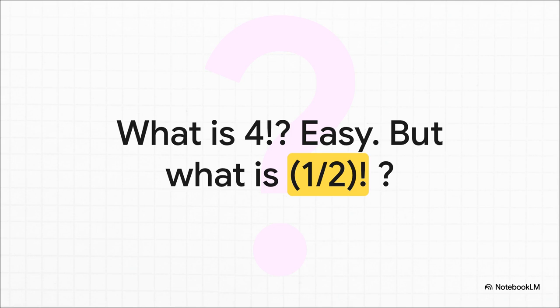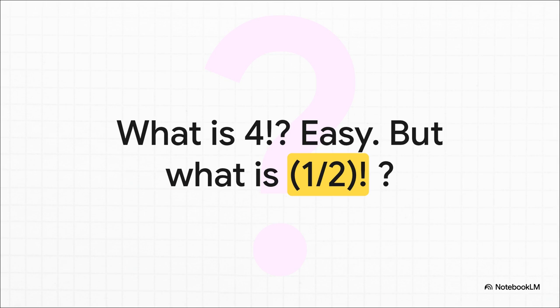So let me ask you a question. What's 4 factorial? Pretty easy, right? You could probably scribble that down in a few seconds. But what if I asked you for 1/2 factorial? Like 1/2 factorial? How would you even do that? How can you multiply a half by all the whole numbers down to 1? It just doesn't make any sense, does it?